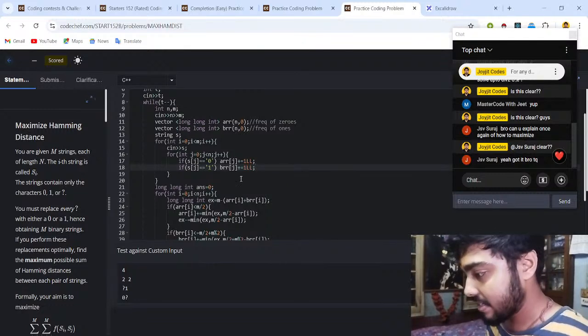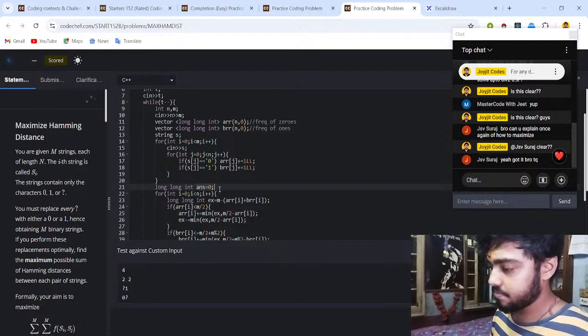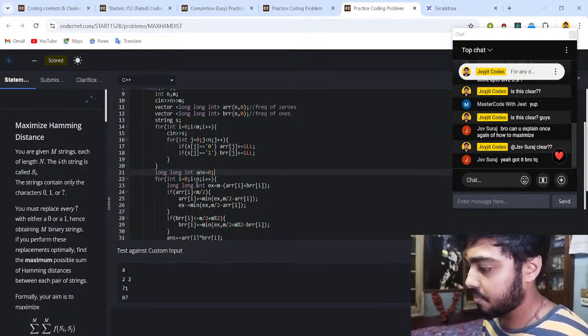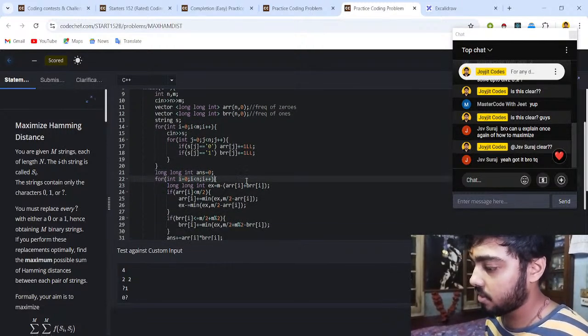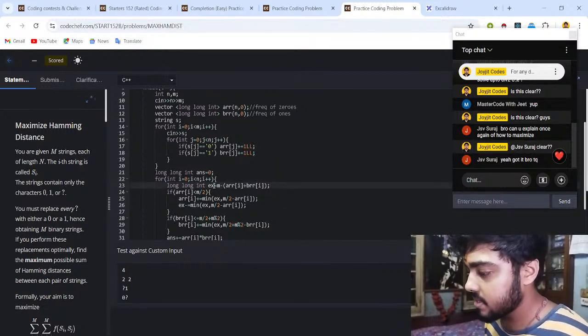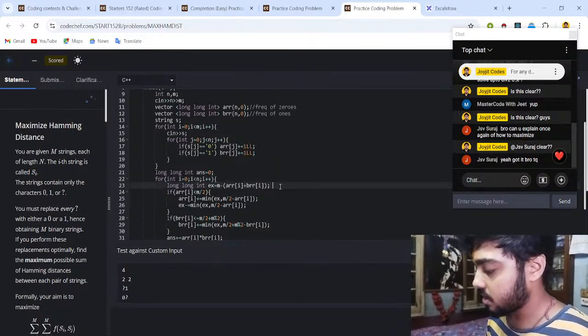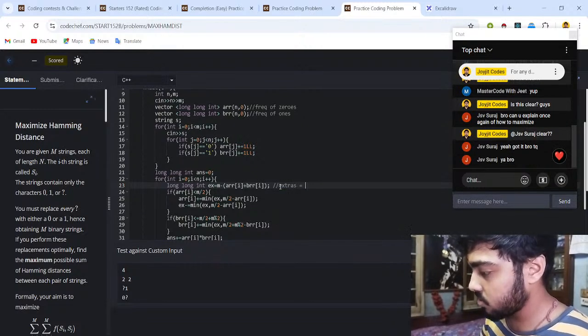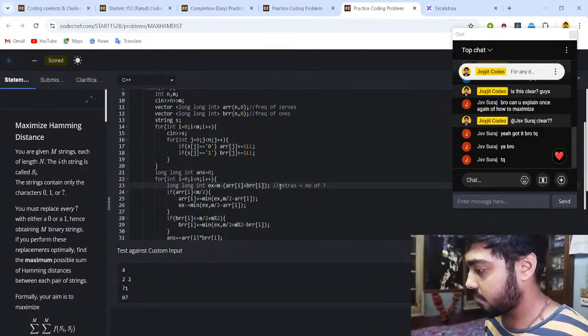Yeah, okay. So let's go with the code. I'm taking the answer as 0, and then I'm traversing throughout the whole thing, and this x is basically the number of extras. And what does extras mean? Extra is equal to the number of question marks.